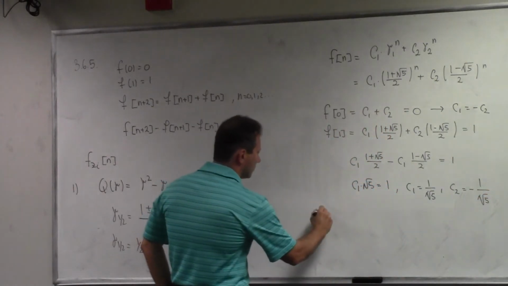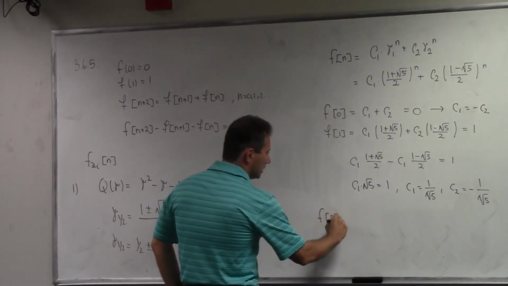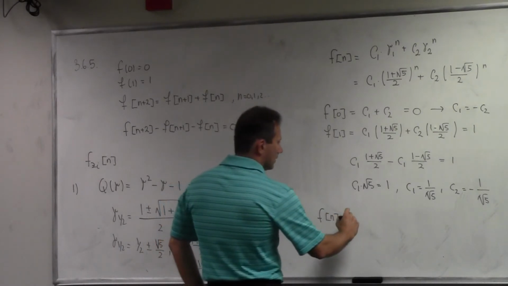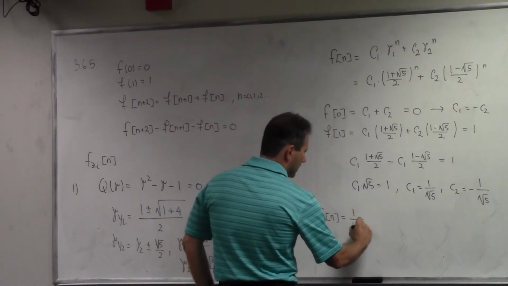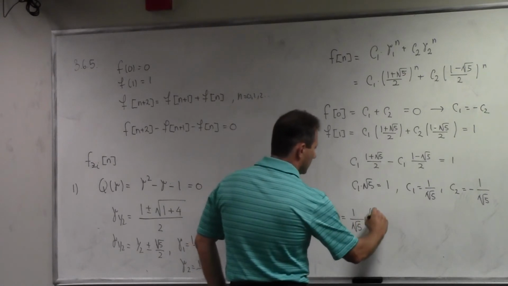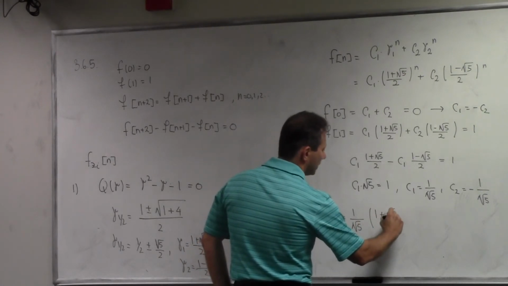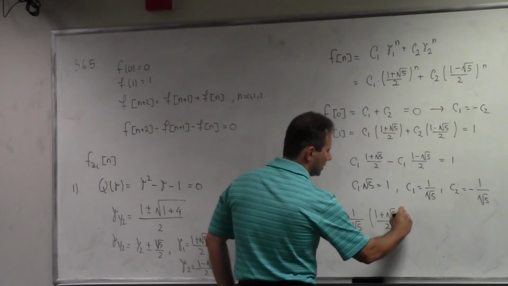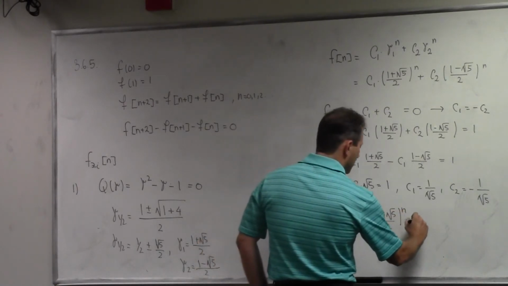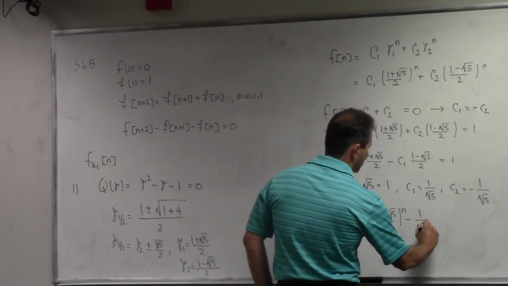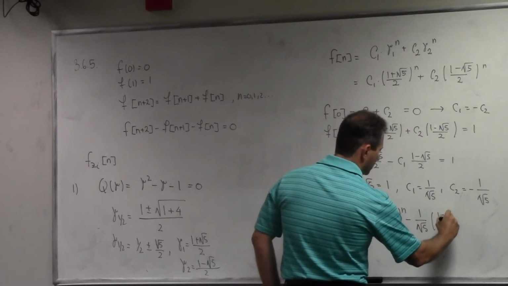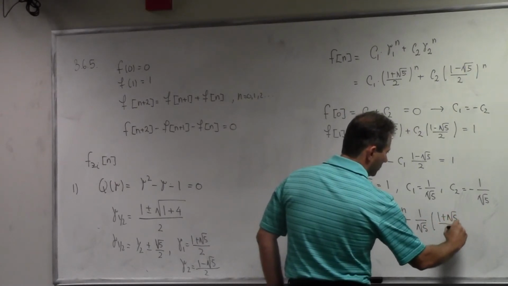And your general form for the Fibonacci number is going to be 1 over square root of 5 times (1 plus square root of 5 over 2) to the n, and minus 1 over square root of 5 times (1 minus square root of 5 over 2) to the n.